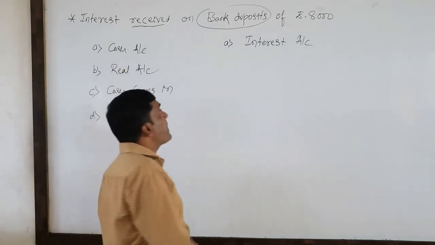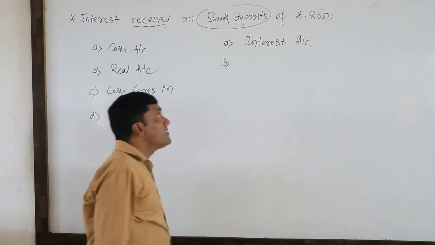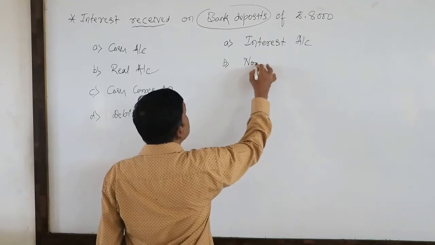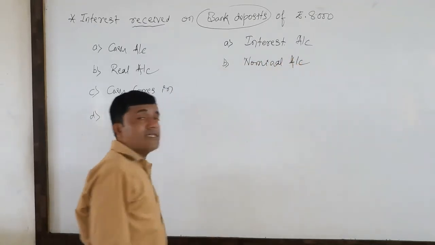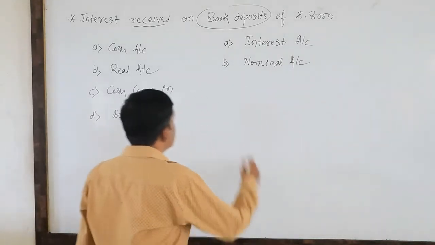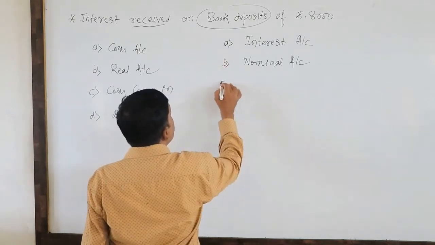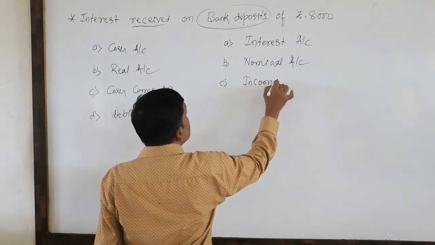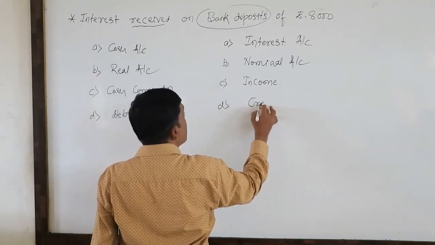Look here, the interest is an income. Interest is an income which comes under nominal account. As per the nominal account, as you all know the rule, debit expenses or losses and credit incomes or gains. Here the interest is an income, so we need to credit.